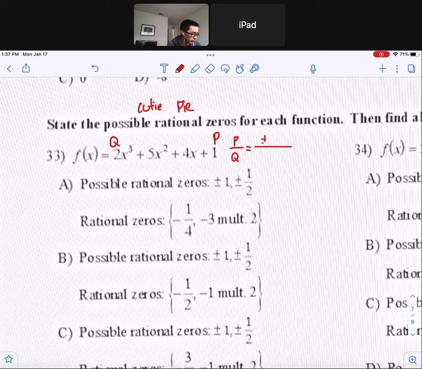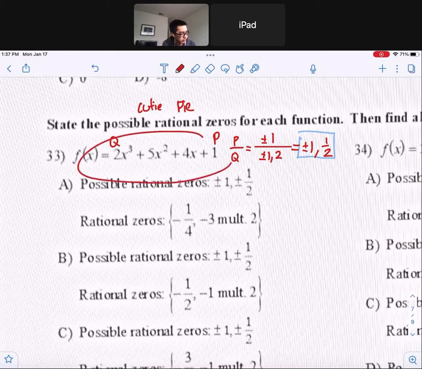Factors of p, plus and minus 1. Factors of q, plus and minus 1 and 2. So when you guys do this list, 1 over 1 is plus and minus 1. 1 over 2, you guys, that's plus and minus 1 half. Okay, so we have this list of possible rational zeros. Now we have to figure out which one is a zero, or if none of them are. So this is where we gotta guess to see if we use this correctly.